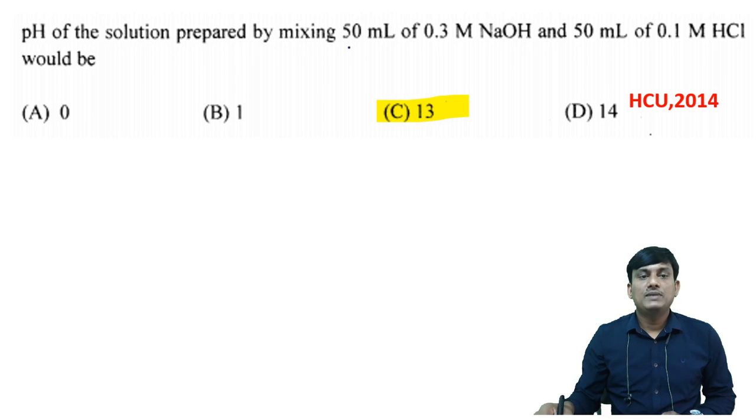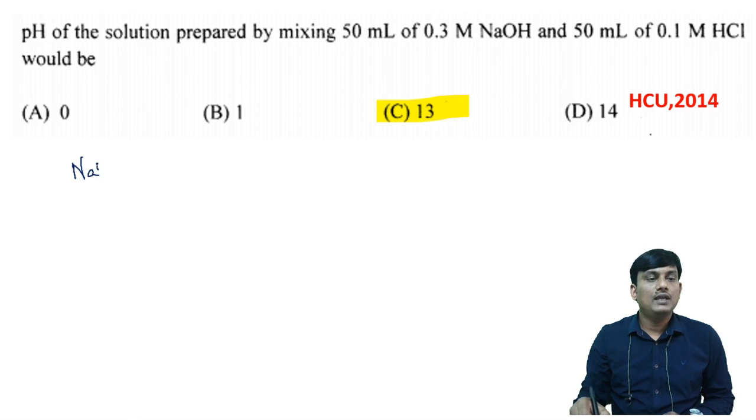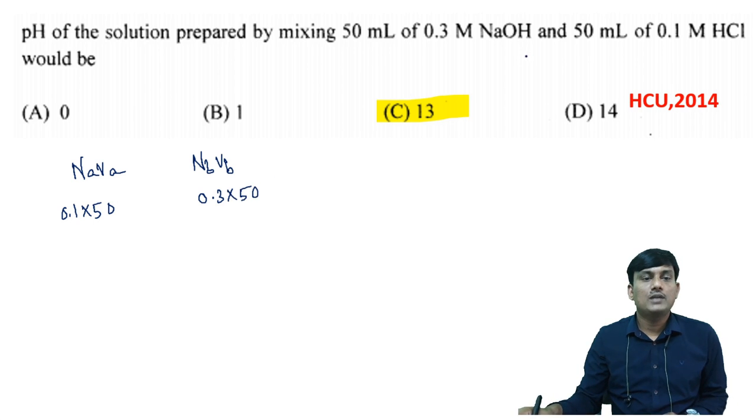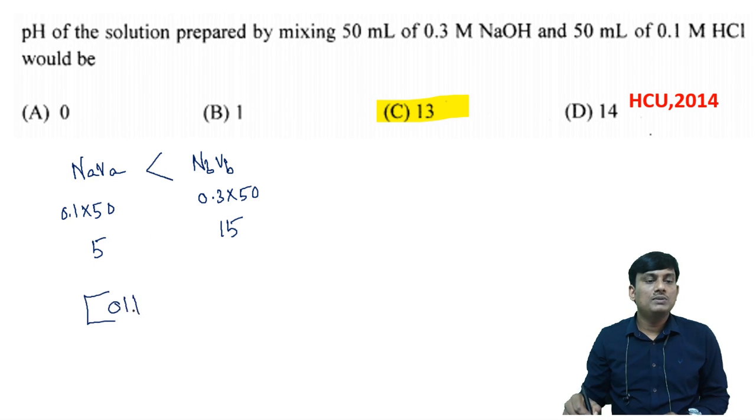What is the pH of the solution prepared by mixing 50 ml of 0.3 molarity NaOH and 50 ml of 0.1 molarity HCl? For this we have to calculate NaVa and NbVb. Here the molarity of HCl is 0.1, into 50, which is 5. For NaOH it is 0.3 into 50, which is 15. Here molarity and normality are both the same. Since NbVb is greater than NaVa, the resultant solution will be basic.